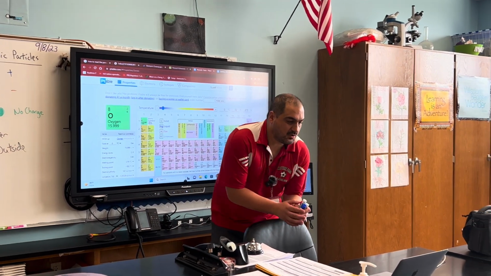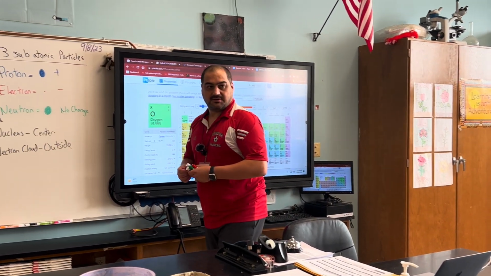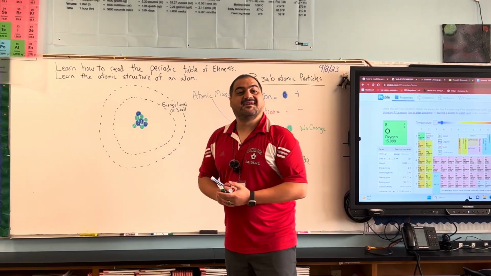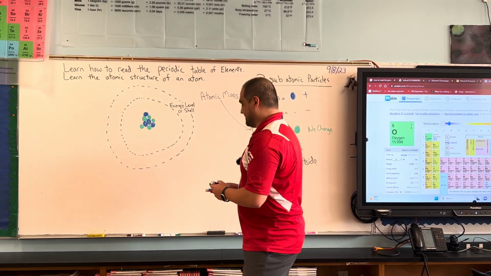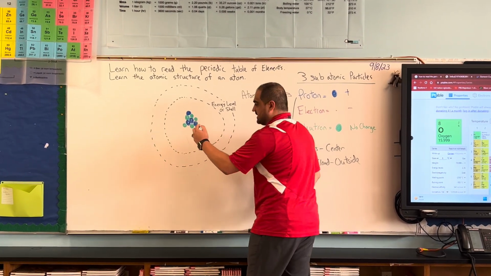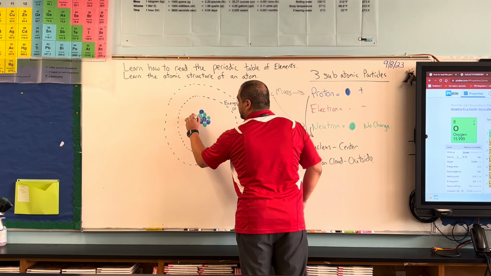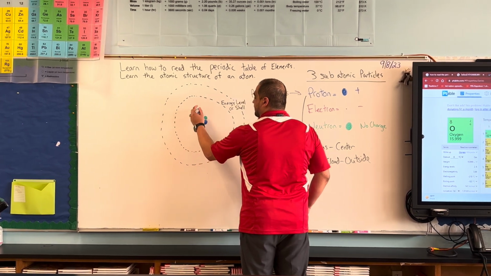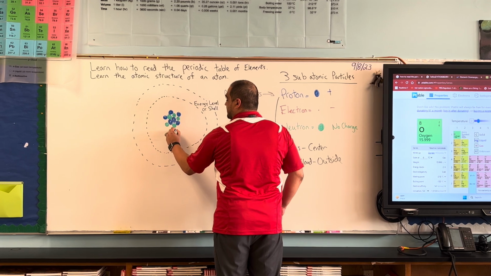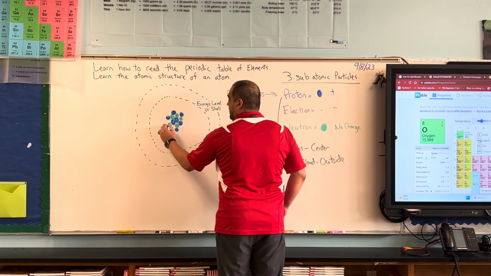So let's go with Nico. How many protons, Nico? 8. How do you know that, Nico? Because the atomic number is 8. Yes, the atomic number is 8. Awesome. So I'm going to draw 8. I'm going to spread it out a little bit because I don't want it on top of each other. And we haven't even done the neutrons yet. So we got 1, 2, 3, 4, 5, 6, 7, and 8.